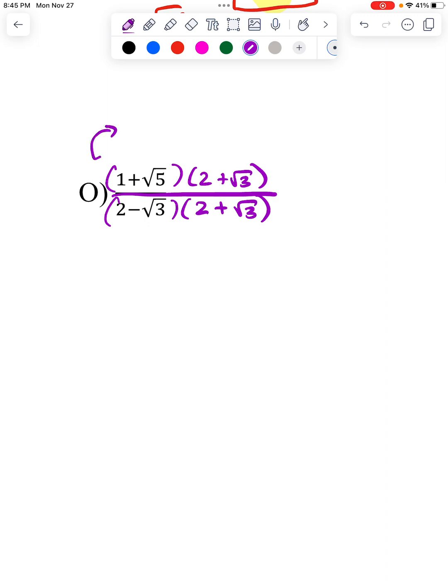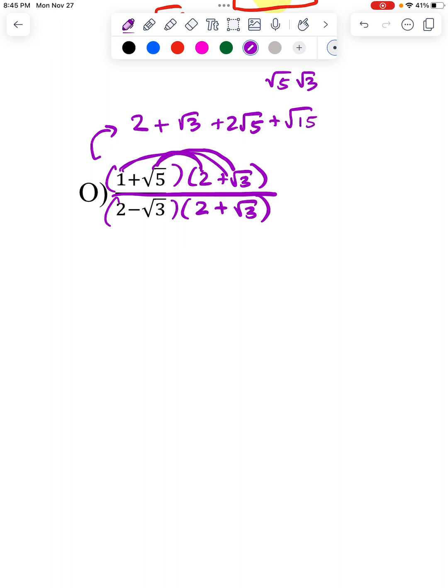So let's go ahead and do the top first. 1 times 2 is 2. 1 times root 3, root 3. The insides, I have a 2 and a root 5, but they don't actually multiply to be a 10 because one's on the outside and one's on the inside. And then don't let this last part confuse you. You have a root 5 times a root 3, which is going to be a root 15.